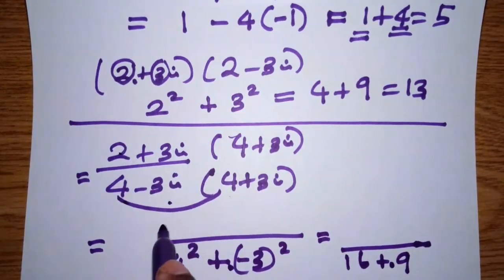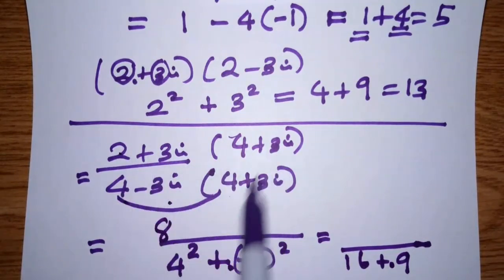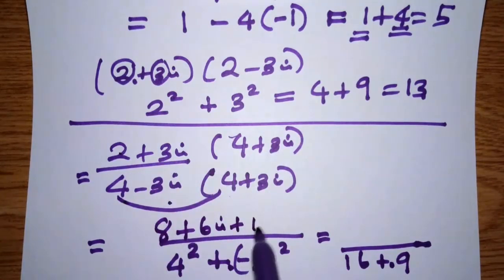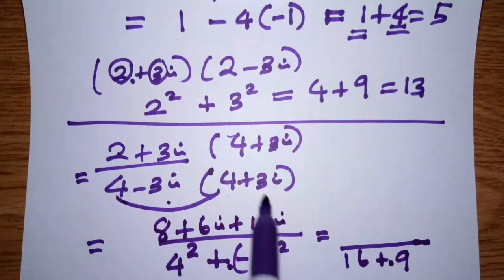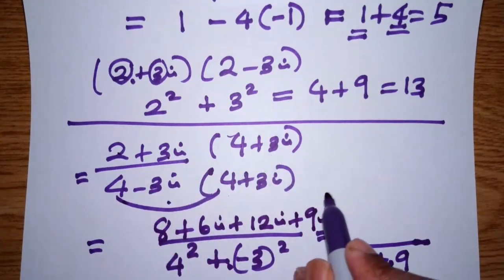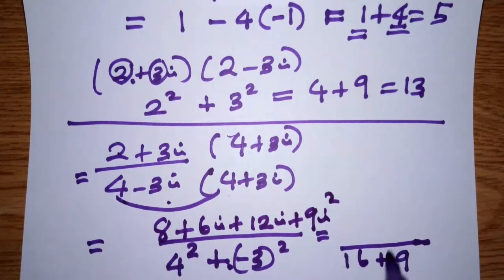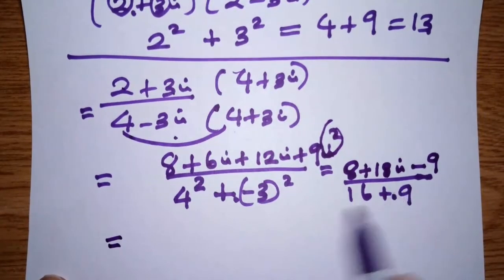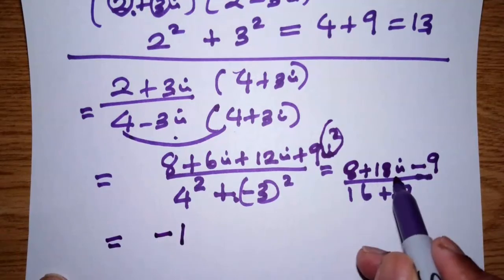So 2 times 4 is 8, and then you get 2 times 3i is 6i, and you have 3i times 4 is 12i, and then you have 3i times 3i, which is 9i squared. Now watch out, there will be a negative coming from that. So if you simplify that, you get 8 here, and then 6i plus 12i is 18i, and then you have 9i squared. i squared, of course, is negative 1, right? So you get a negative 9. So if you simplify that, you will get 8 minus 9 is negative 1 plus 18i.